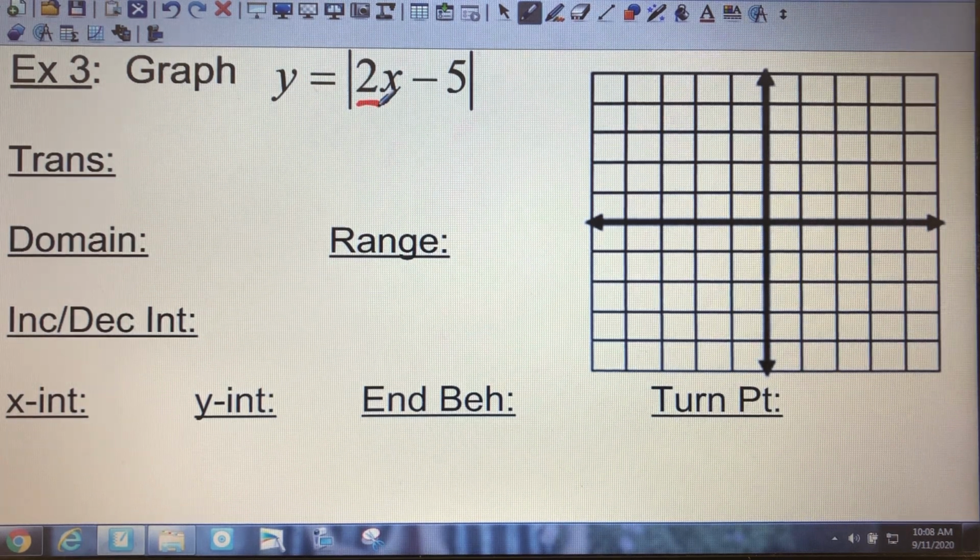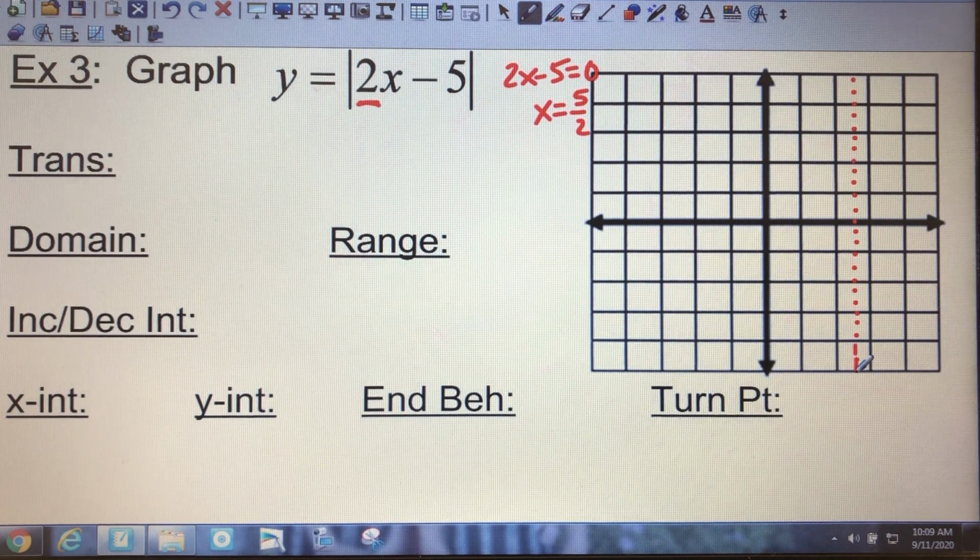Okay? All right, so this is a new one because of this 2. So this is kind of brand new for us. So let's see what happens. So again, set that inside equals 0. So if we set 2x minus 5 equals 0, now I'm going to kind of cut to the chase here because I don't have much room. But you would add the 5 to both sides and divide by 2. So x equals 5 halves, okay, which is 2.5. That is your axis of symmetry.